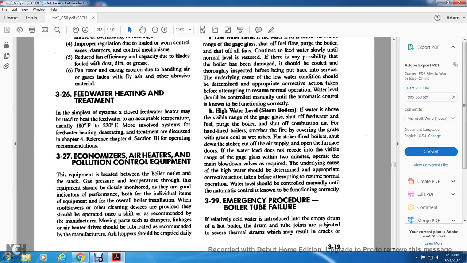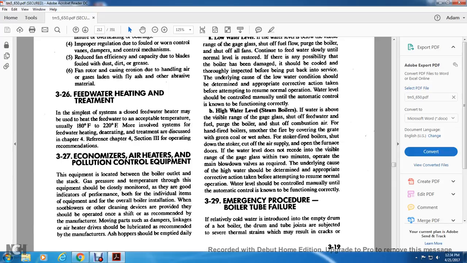3.2.6 Feed water heating and treatment. In the simplest system, a closed feed water heater may be used to heat the feed water to an acceptable temperature, usually 180 degrees Fahrenheit to 200 degrees Fahrenheit. More involved systems heat the feed water with deaerating and treatment, as discussed in Chapter 4. Reference Chapter 4, Section 3 of Operating Recommendations.